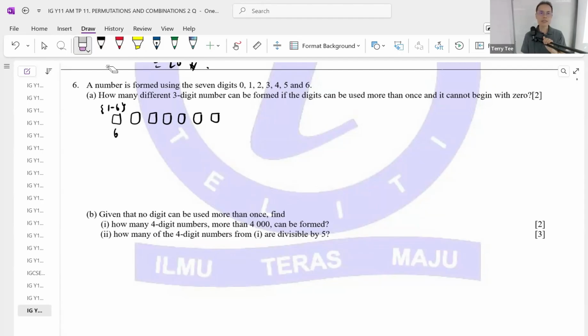They say 3-digit number, not 6-digit number, not 7-digit number. So for a 3-digit number, the first one has 6 options. The next one is 7. Why 7? I can also start with 0 here, right? Number of ways is 6 by 7 by 7.